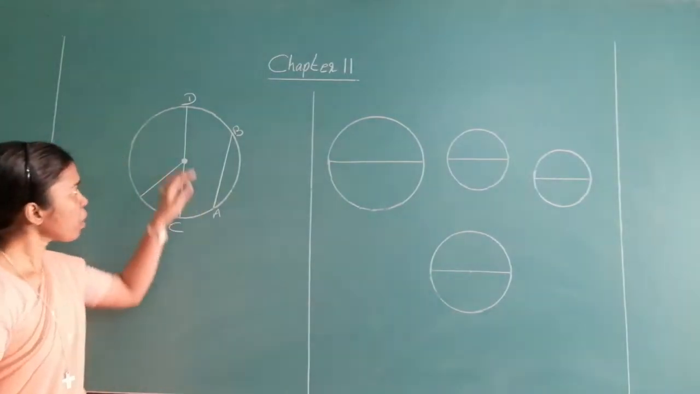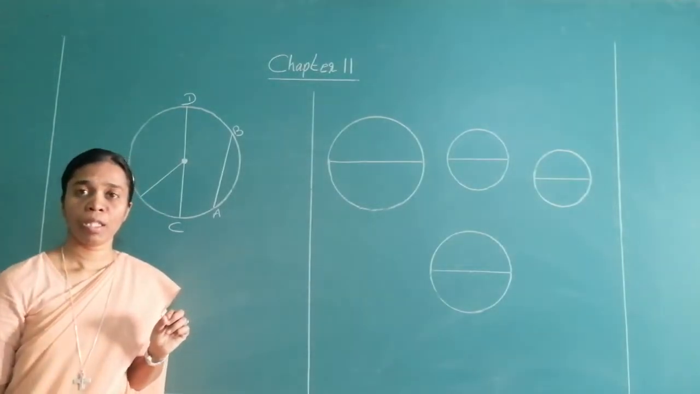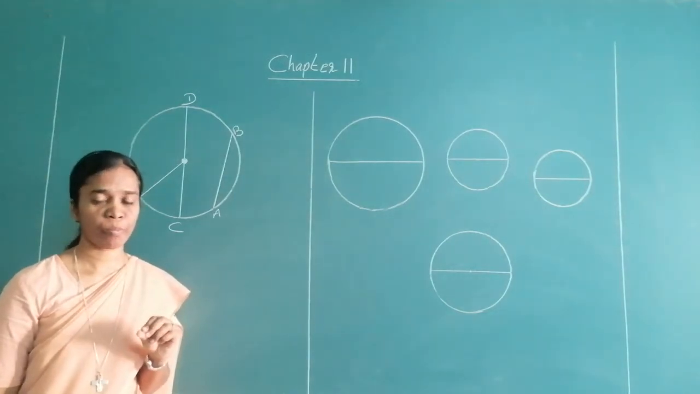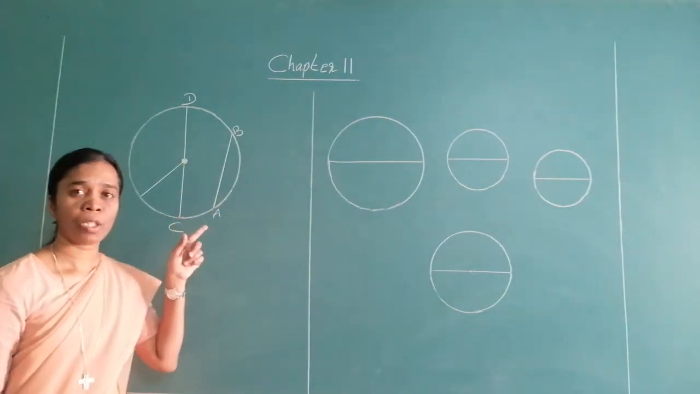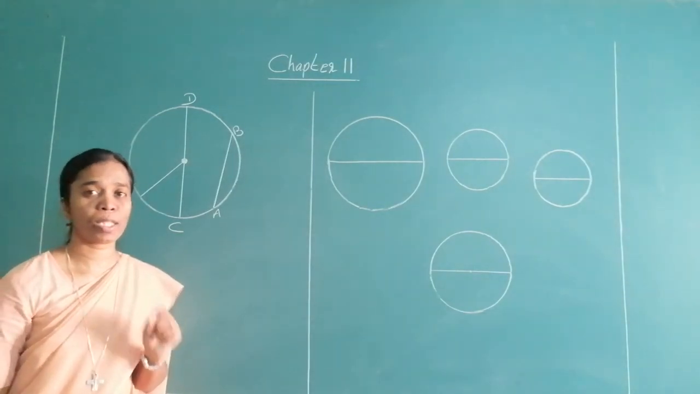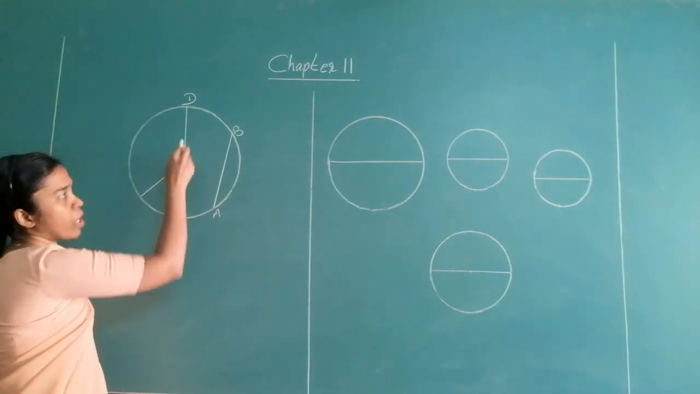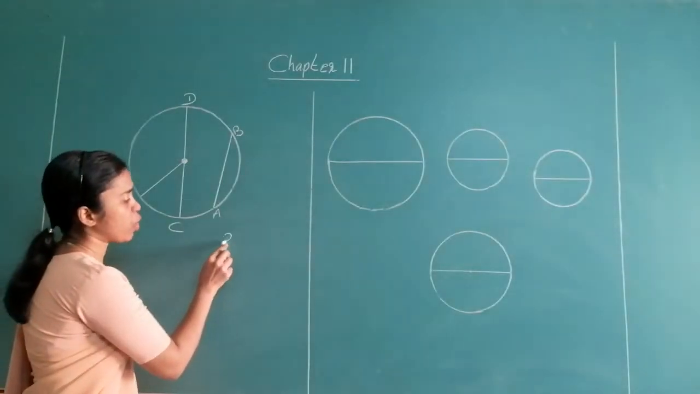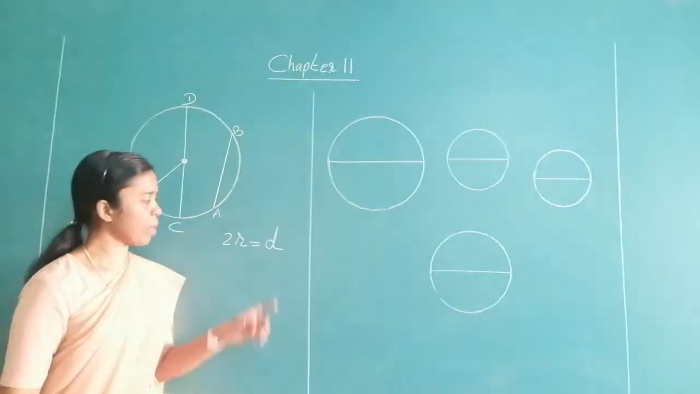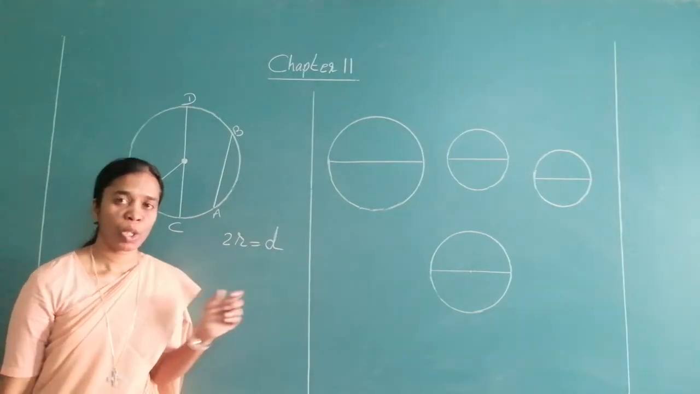Now, what do we call this chord? The chord passing through the center. That is the largest or the biggest chord, and we call it the diameter. The largest chord is called the diameter, that is passing through the center. And if you look at it, from here to here is one radius, from here to here is another radius. So 2 times radius gives us a diameter. That is, diameter is equal to 2 times radius. Please remember this.